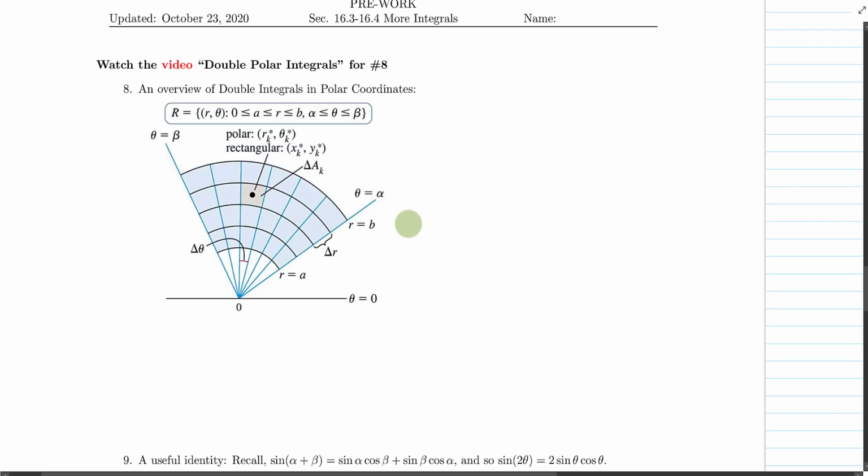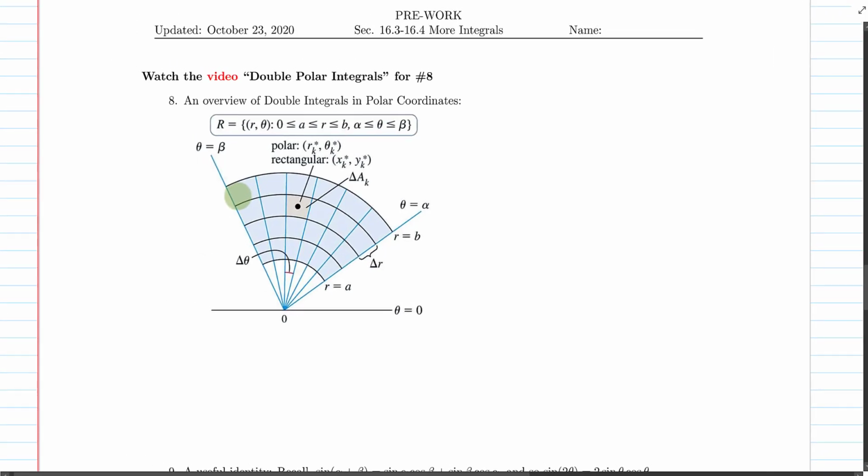Okay, folks, so our main goal in this section is to derive a formula for computing double integrals in polar coordinates, similar to what we did in the last section. And that will enable us to compute volumes over polar regions. But before we even do that, let's just make sure we all agree on what we're trying to find here.